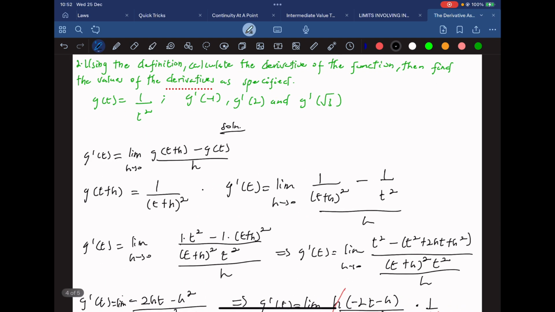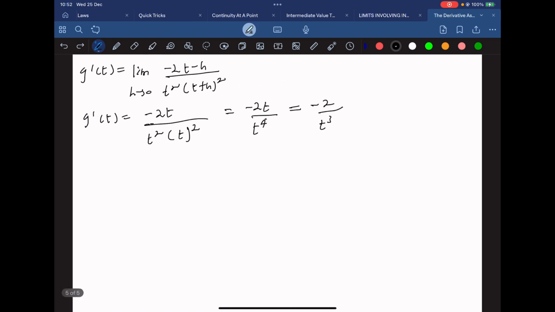So if we differentiate this expression right here, we end up getting minus 2 over t cubed. So that is our derivative. Remember, after finding the derivative, the first one was g prime of negative 1. So in this case, all that we have to do is replace our t with negative 1. So we have negative 2 over negative 1 cubed.